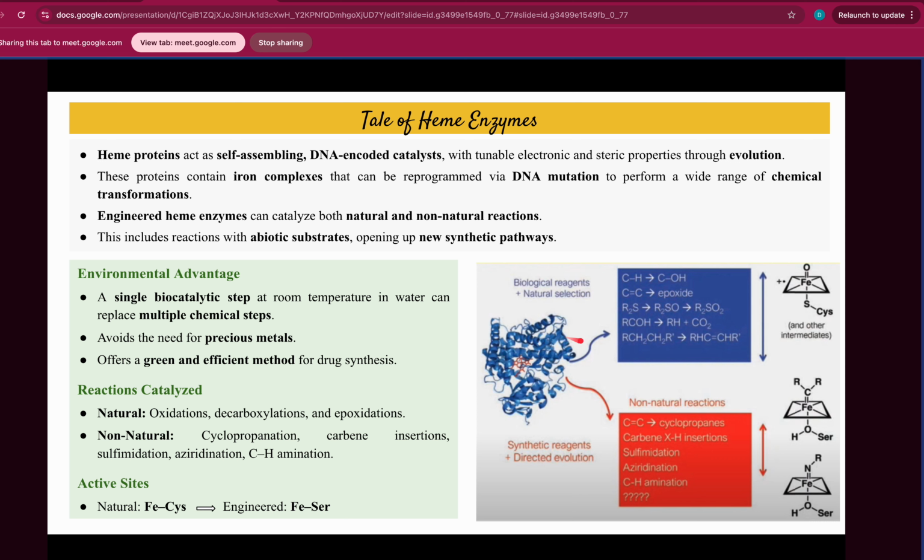So for example, this is the biological reagent and then natural selection is done. So there are certain reactions which are known natural. So by using the protein engineering, those known natural reactions can also be carried out. Yeah, so how those reactions can be catalyzed? So we can engineer certain sites. So firstly, the cysteine was linked to this iron core, but if we replace this cysteine with the serine, then it can also show some non-natural reactions. So this is how protein engineering can help you to show certain non-natural reactions as well. This can change certain enzymes which can now activate formation of such bonds which are not possible naturally.